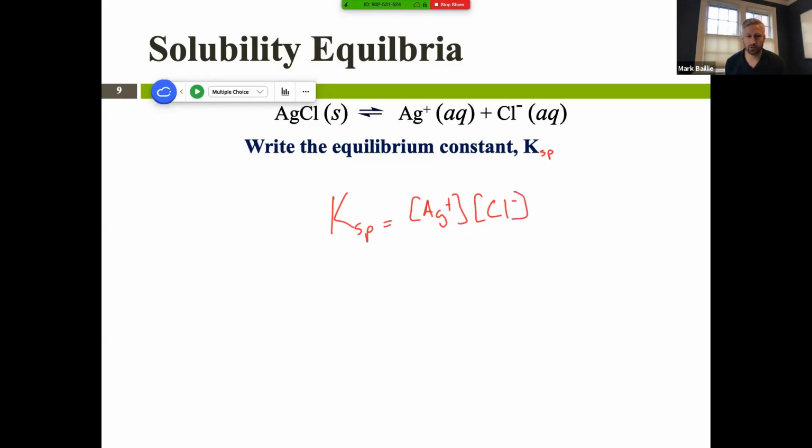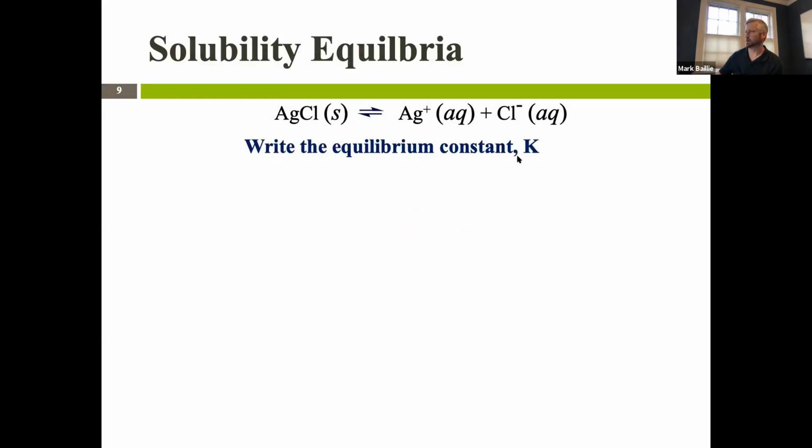So why do we not include silver chloride in the equilibrium constant? It's a solid. All right. So for KSP and for KA, for both, we don't include solids and we don't include the liquid, the solvent that it's in, so water in this case. All right.